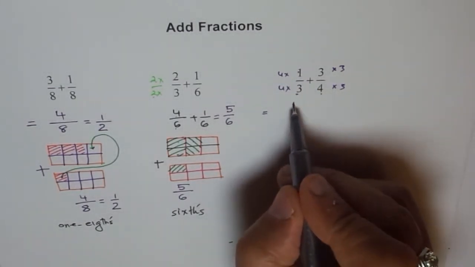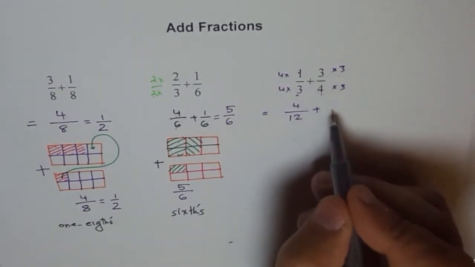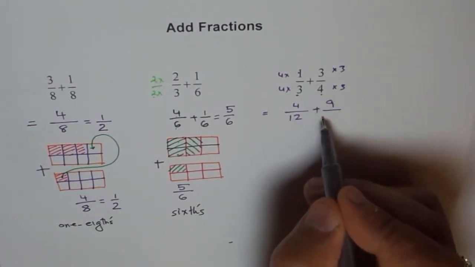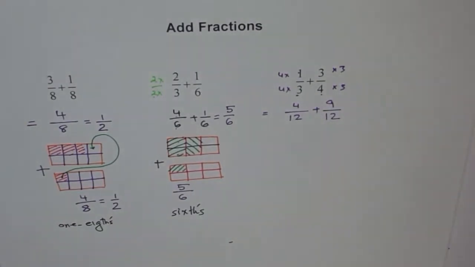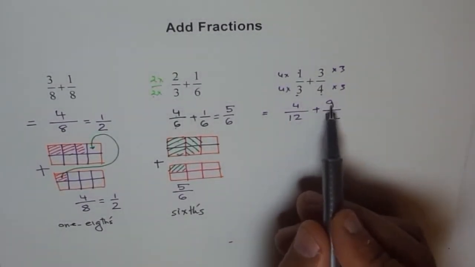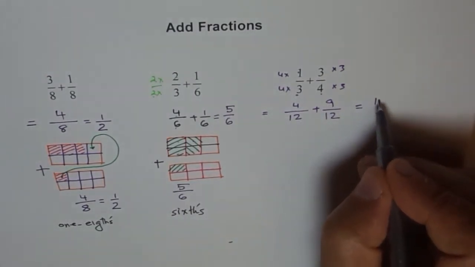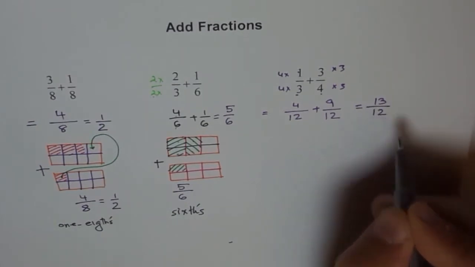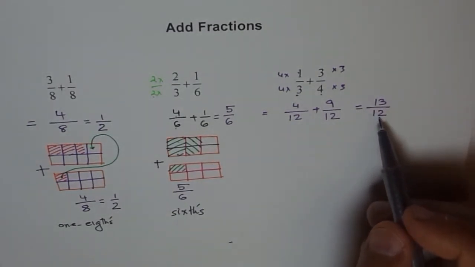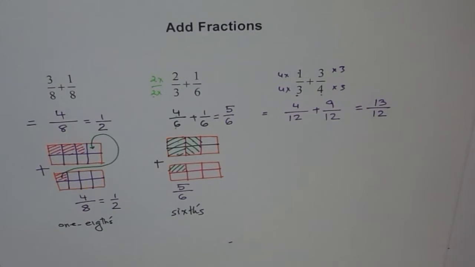4 times 1 is 4 and 4 times 3 is 12, plus 3 times 3 is 9 and 3 times 4 is 12. Do you see that? So we get equal parts, right? So equal parts of 12th, right? Now we can add numerators, and if I add numerators, what do I get? I get 13 out of 12, right? 13 out of 12. Oh, that's funny. Do you understand that? It's kind of a mixed number. Let's make a diagram and then try to understand. Okay?